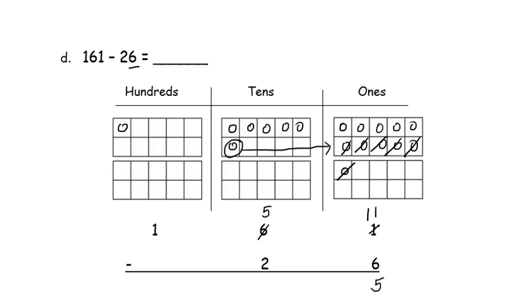Now let's move to our tens column. I need to subtract 2 tens. I have 5 right now, so I'll cross off 2. That leaves me with 3 tens. And again, I'm not subtracting any hundreds, so I'll leave that disk in the hundreds place and show down below that I didn't subtract any hundreds. 161 minus 26 is 135. So we're going to keep following that same process even when we have numbers in our hundreds column.